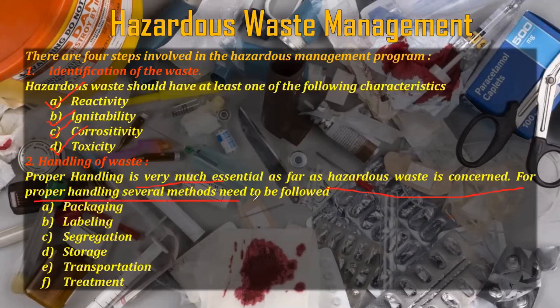For proper handling, the methods are, first of all, packaging, then labeling, then segregation, storage, transportation, and treatment. First of all, packaging should be done, then it should be labeled, then it should be segregated from all other waste, it should be stored, transported, and last but not least, we should have treatment for this particular waste.